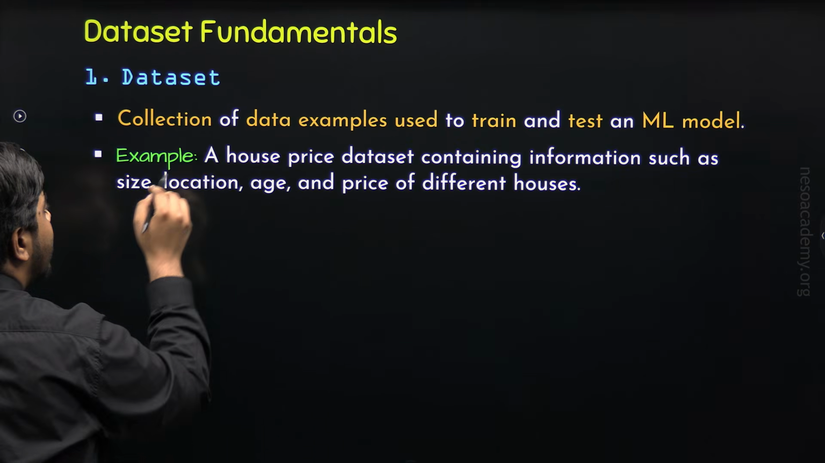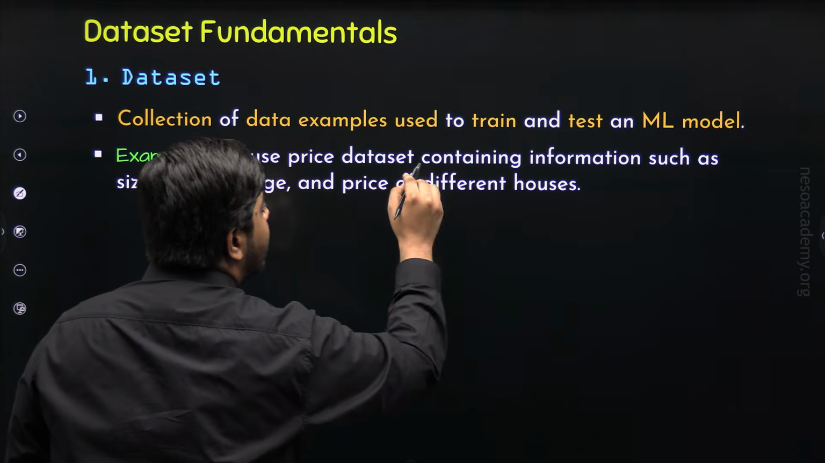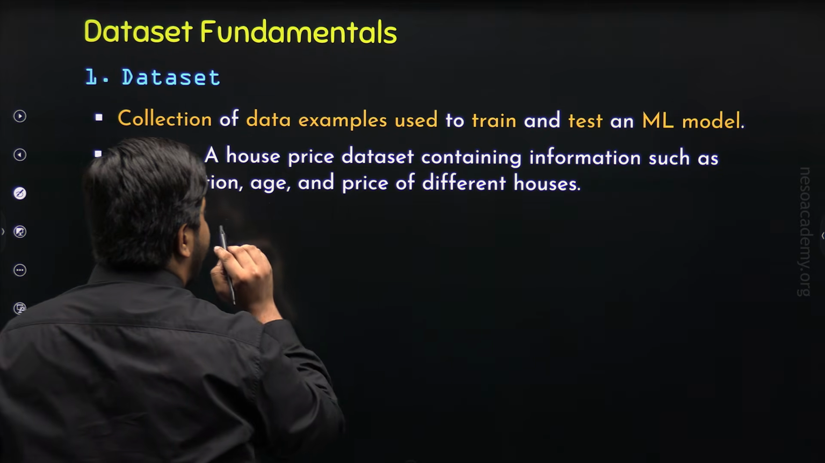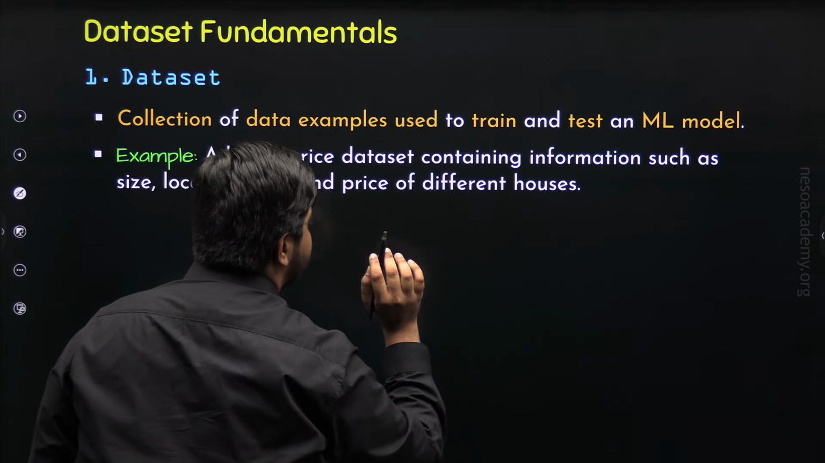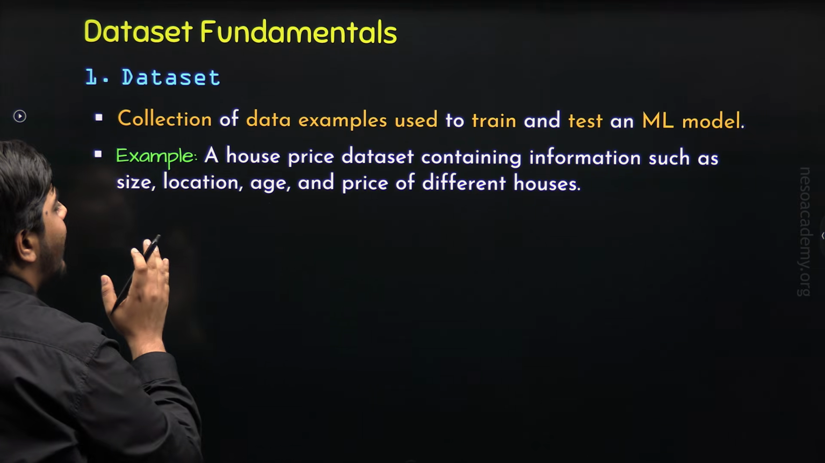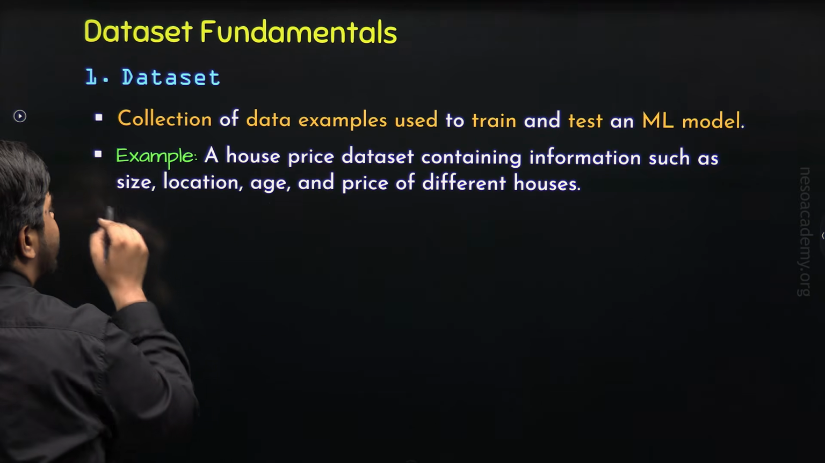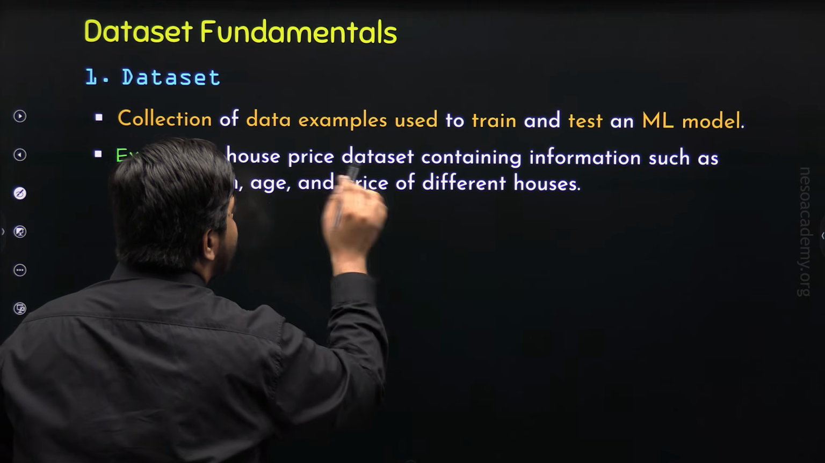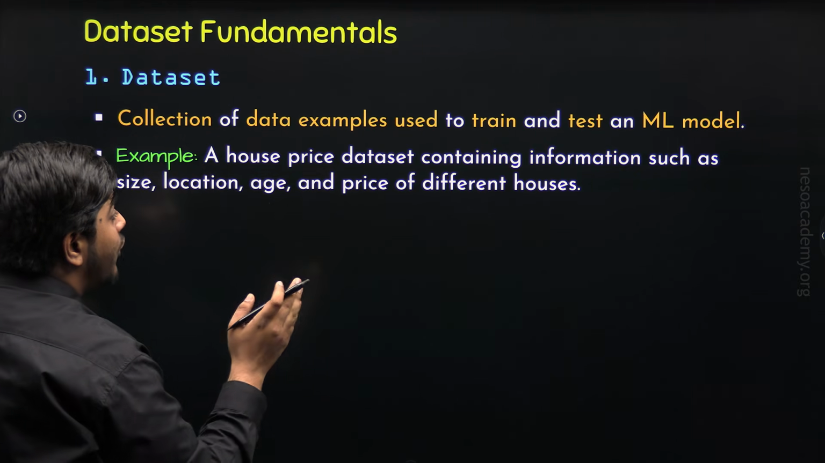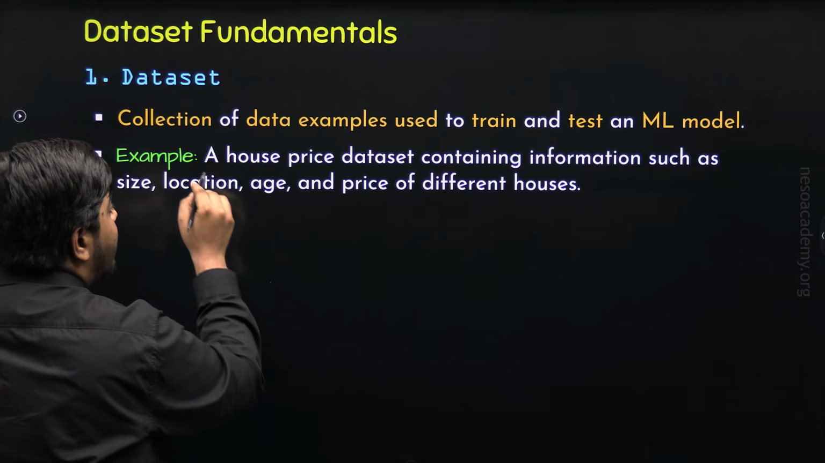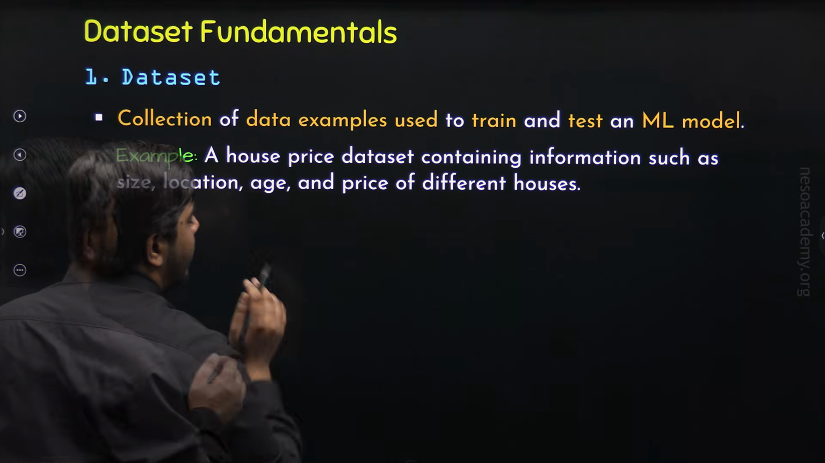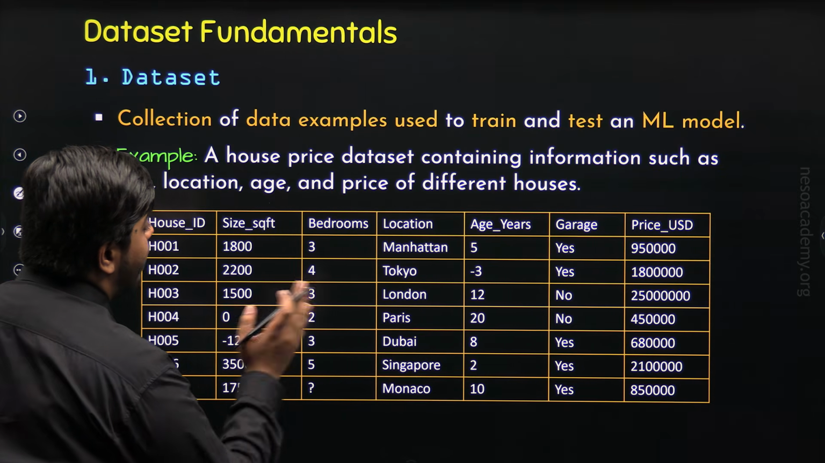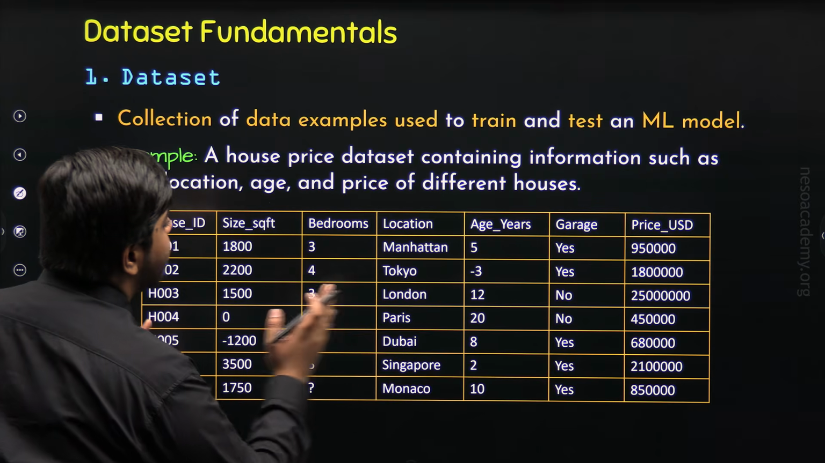For example, a house price dataset containing information such as size, location, age, and price of different houses. Suppose we have data of different houses like size of the house, location of the house, age of the house, and prices of the house. Now the collection of all these data will form a house price dataset. So this is the house price dataset that we have. And in this particular dataset, you can see there are multiple columns.